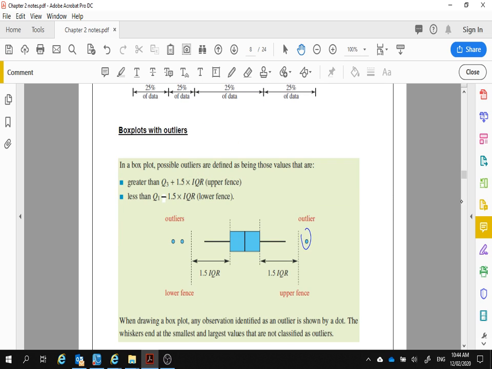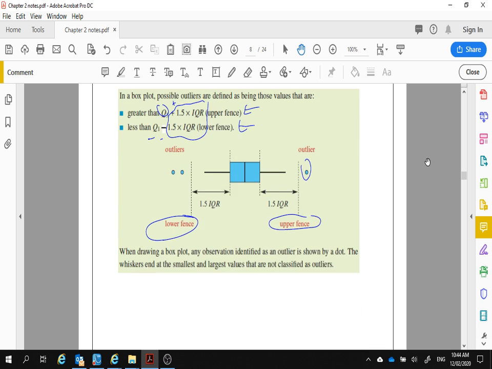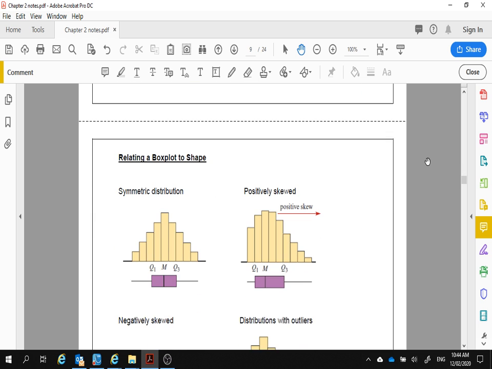The only way to work out the outliers is if we work out our fences. Now there's the upper fence and the lower fence. You can see it's the same here, 1.5 times interquartile range, but with the Q3 it's the plus and with the Q1 it's the minus. So we need to work that out to work out our outliers, or else we can't say they're outliers. It's still classified as a max or a min, but we need to work it out.